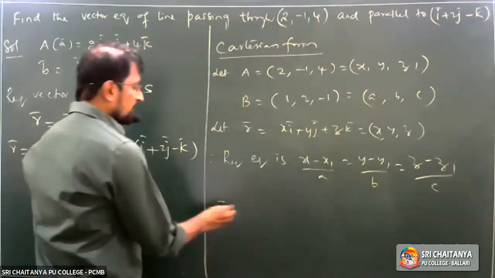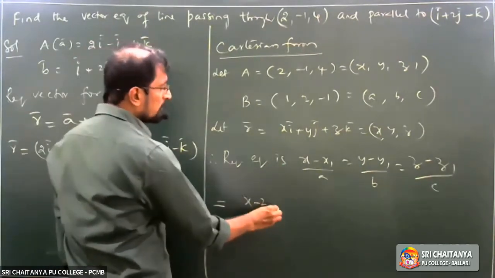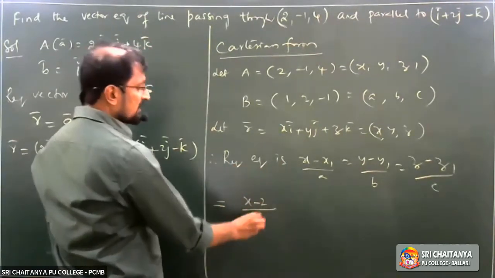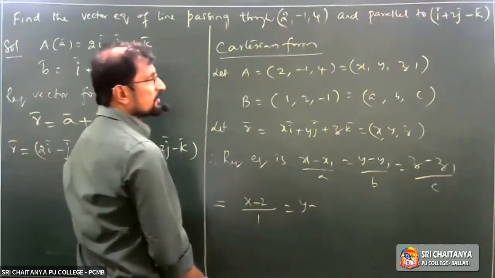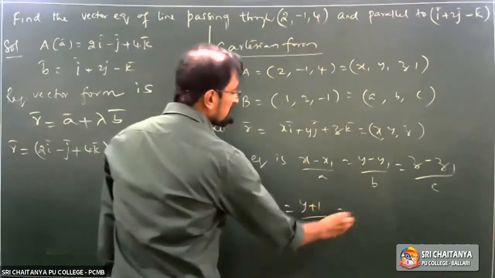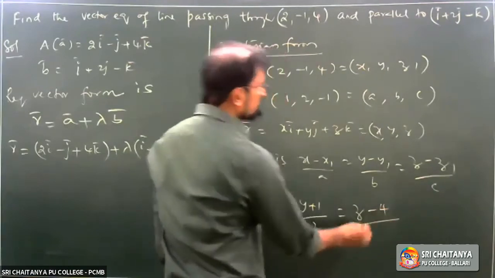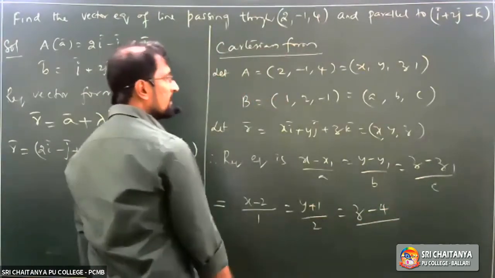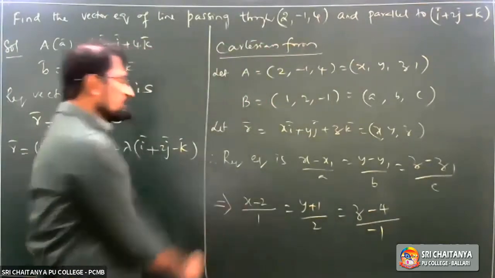Means I am going to get x minus x1, which is 2, by a, which is 1, is equal to y minus y1, which is minus 1, by 2, is equal to z minus z1, which is 4, by c, which is minus 1. This is the answer which you should write.